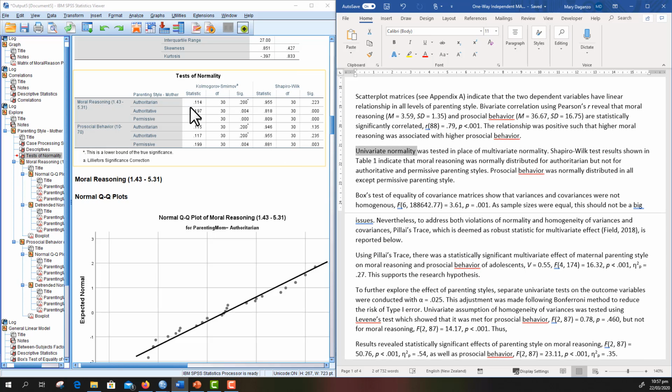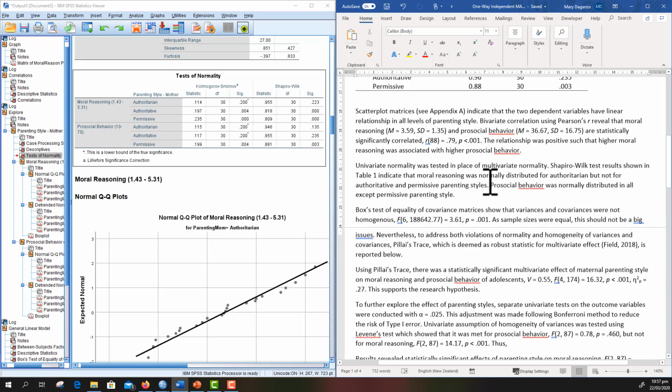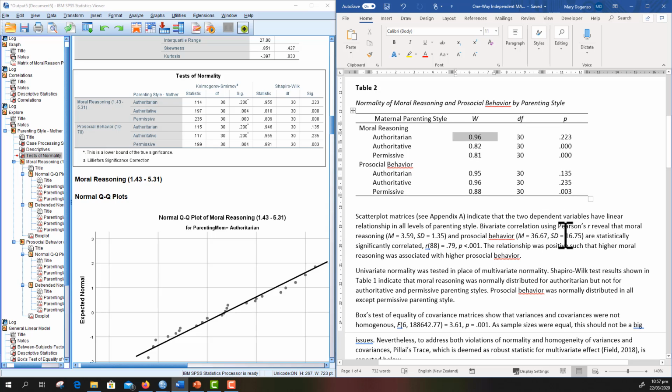Okay. Remember that because there are so many values for the Shapiro-Wilk test, I opted to report this in table form. Okay. Shapiro-Wilk test results shown in table 1, or not table 1, this should have been table 2, indicate that moral reasoning was normally distributed, okay, and so on. So notice that in the text, there are no more numbers. So all the numbers are in the table, but the interpretation of what those numbers mean are written in text.